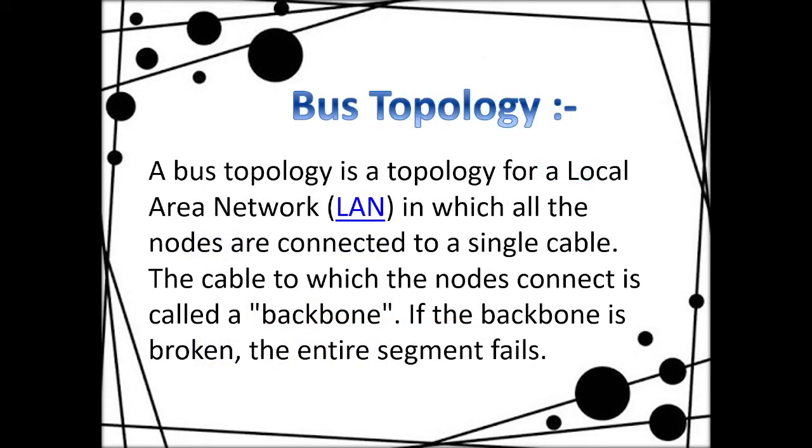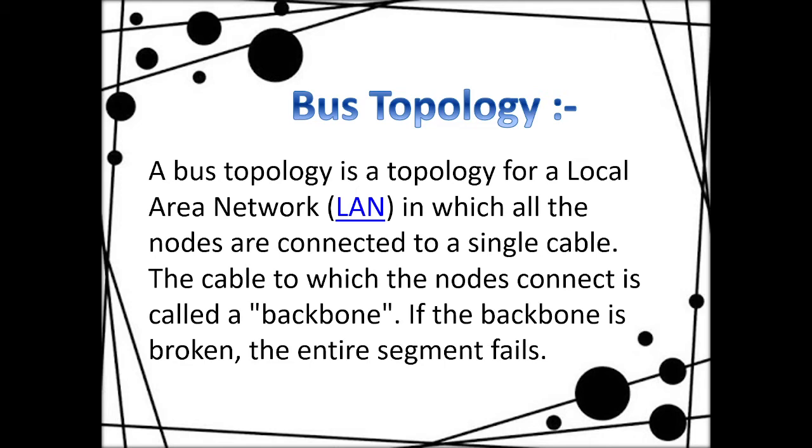The next topology is bus topology. A bus topology is a topology for a local area network in which all the nodes are connected to a single cable. The cable to which the nodes are connected is called a backbone. If the backbone is broken, the entire segment fails. Basically, in bus topology, the systems are connected with one single cable. If the single cable gets damaged, then the whole system goes off, because the whole system depends on that single cable only.